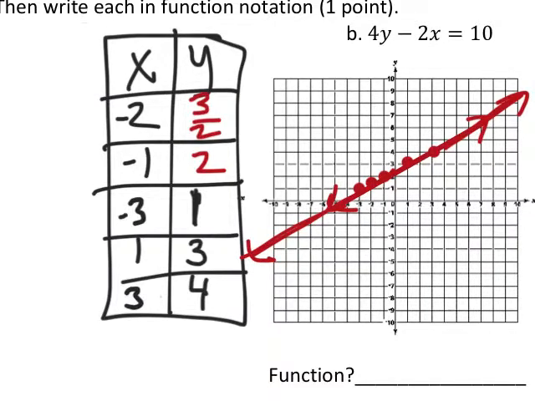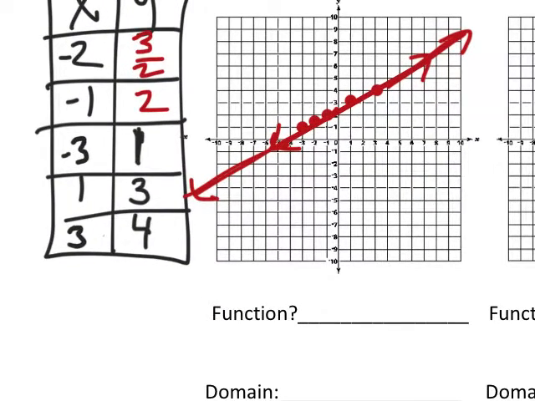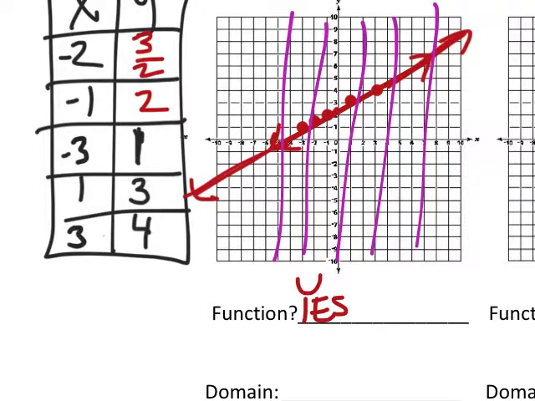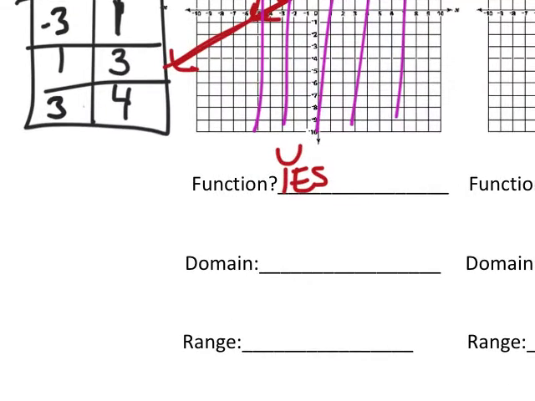Alright, next thing we need to do is determine if this is a function. Is this a function? Yes, it is, because it passes the vertical line test. We could draw several lines like this, and there's no curving anyways, so it's not going to come back and cross it twice.